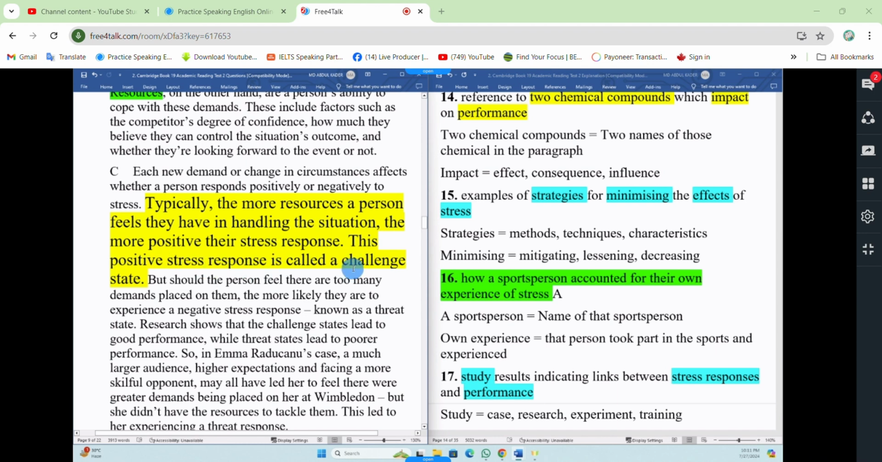This positive stress response is called a challenge state. So while I'm showing a positive response to stress, that is called challenge state. Okay, challenge state.